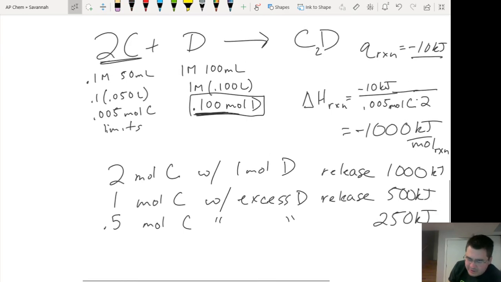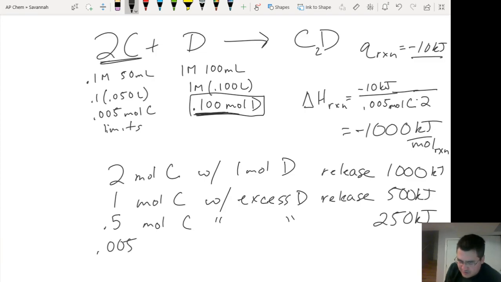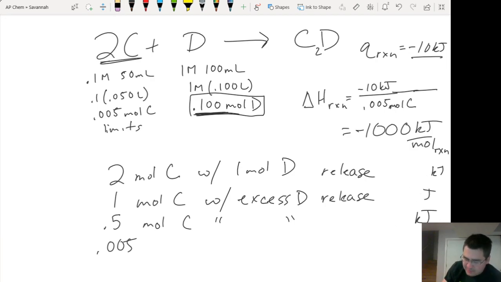And then, I think I went the wrong way. Let's see, 0.005. I think I did go the wrong way. Wait, what if you have 2 moles of C and 3 moles of D? Is this still 1,000? Hold on, because I've got to double check, because this wasn't coming out right. I think I put the stoichiometric coefficient in the wrong spot. I had it down here, and that's not correct. I need it up here. Let me just make sure this works. So when I do this, negative 10 times 2 divided by 0.005 comes out to negative 4,000.